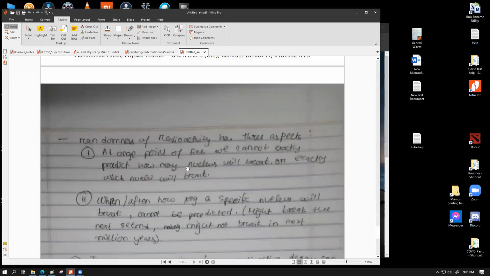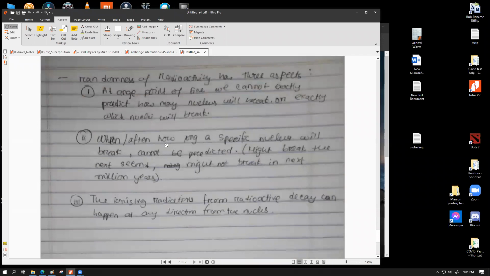And then randomness has 3 aspects. We get questions on these 3 aspects, so pay attention to them. Numbers 1 and 2 can be a bit confusing. 3 is actually pretty simple. I'll say number 3 first. The ionizing radiation from radioactive decay can go in any direction from the nucleus, which is obvious. So if you have a lump of radioactive nuclei giving out ionizing radiation, exactly in which direction the radiation will come out, you cannot predict beforehand. It could happen in any direction around that block.